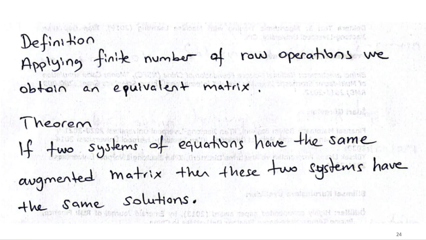Here's the definition. Applying a finite number of row operations, we obtain an equivalent matrix. And the next theorem tells us that if two systems of equations have the same augmented matrix, then these two systems have the same solutions.